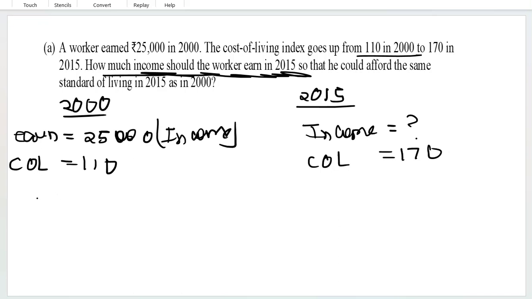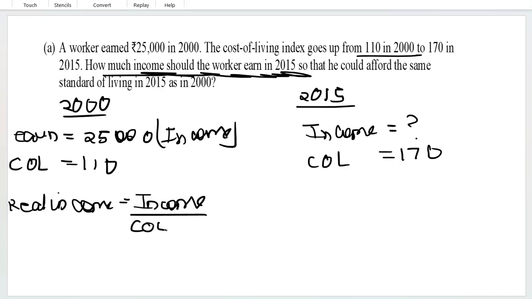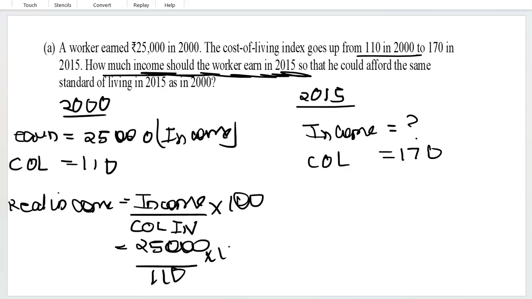Now, in the first part, we calculate the real income. Real income has a formula. The formula is income upon cost of living index number, multiplied by 100. So income is nothing but 25,000, and the cost of living index number is 110 upon 100. We shall find out this real income. This answer comes down to 22,727.27.